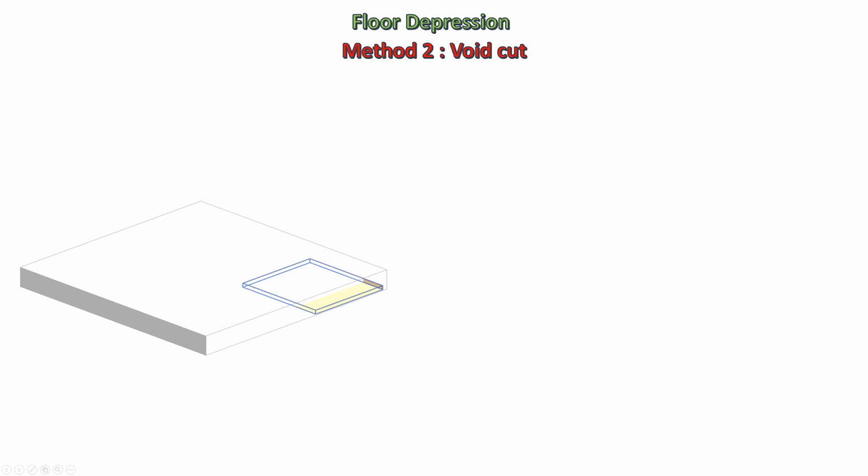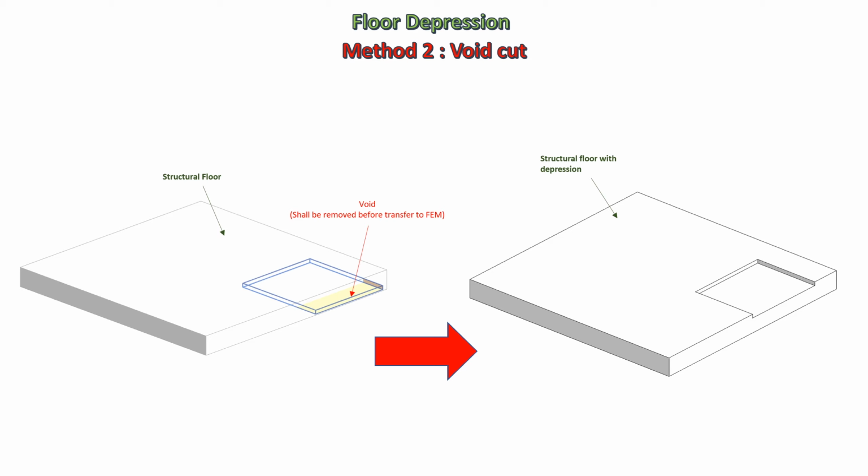Method 2, create a void and cut the base geometry in order to form the floor depression. Since a void also creates an opening inside the shell element, all those voids shall be deleted in the pre-finite element Revit model before transitioning to the final finite element model. The advantage of this method is there is no limitation on the shape of the depression. And the shape or depth of the depression could be changed as frequently as we want according to structural and architectural coordination during the design phase.